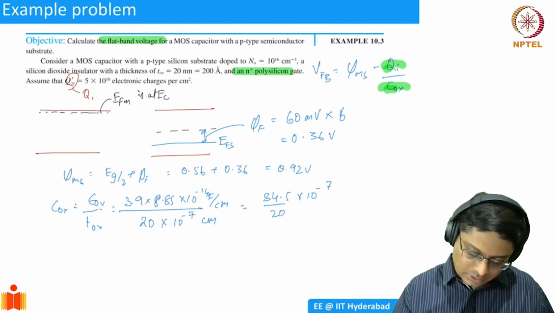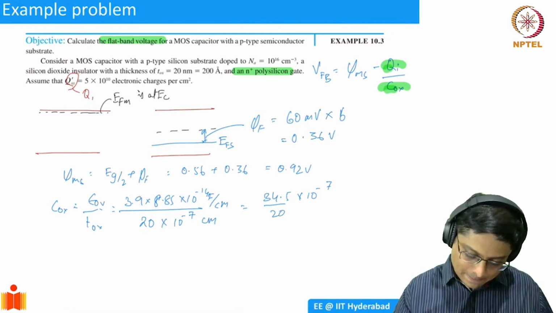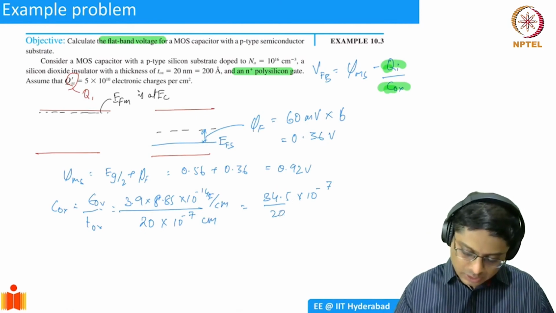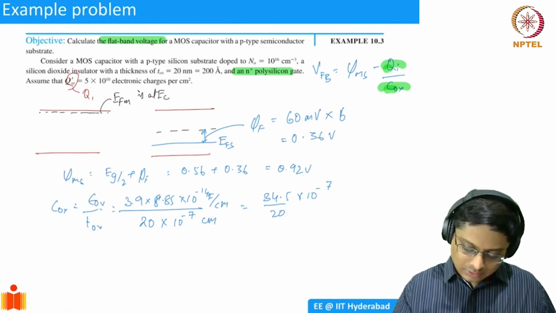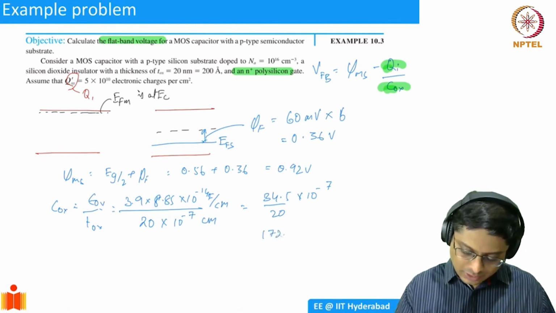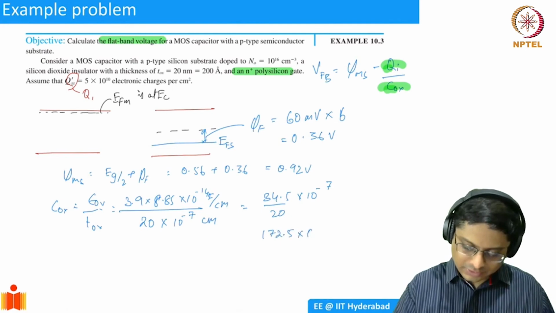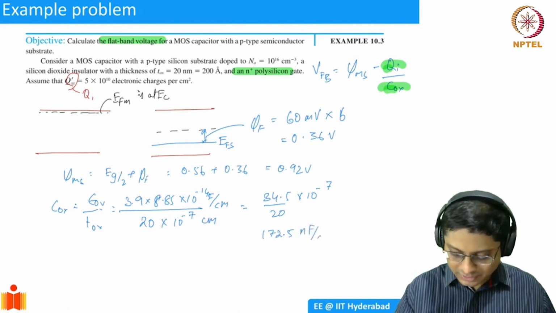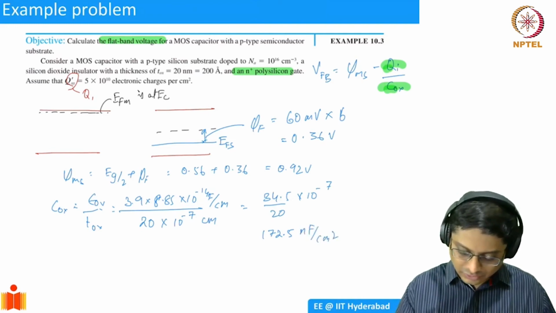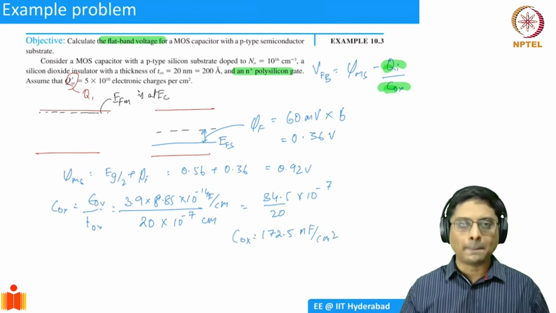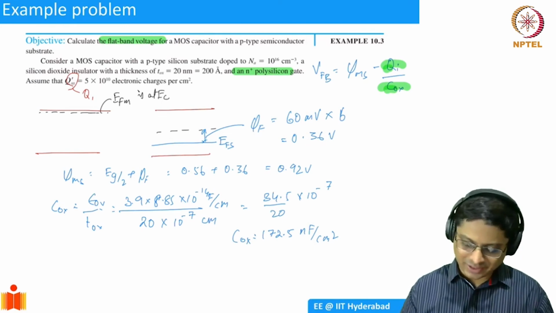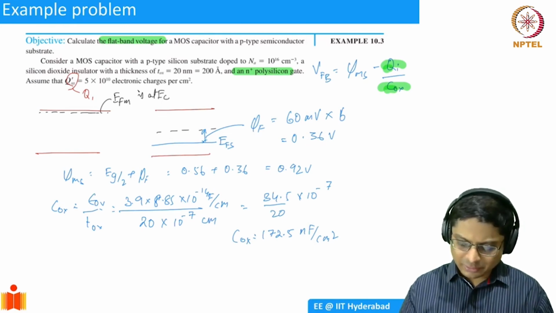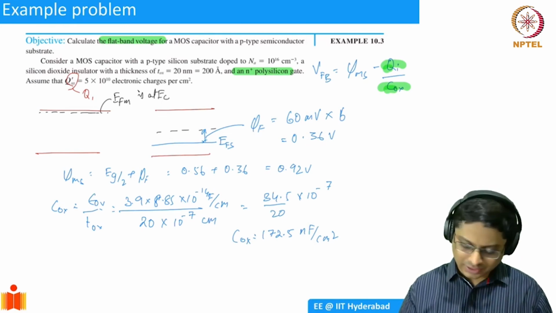So it should be 172.5 into 10 power minus 9. It should be something like this: 1725 nanofarads per centimeter square. This is your Cox. I mean, verify: 170 will be 340, 2.5 will be 5. Yeah, it should be correct.